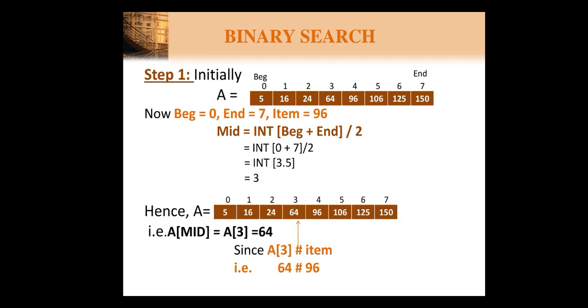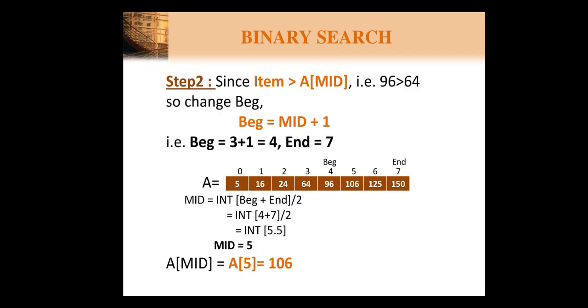Since the value is present in the upper portion, we need to change our beginning from 0 to mid plus 1. If atom is greater than a of mid, we change beginning equals mid plus 1. The value of mid is 3, so 3 plus 1 is 4. Now beginning is pointing to the 4th index of our array. Beginning has changed and end remains as it is, end equals 7, because our element is present in the upper portion of the array.